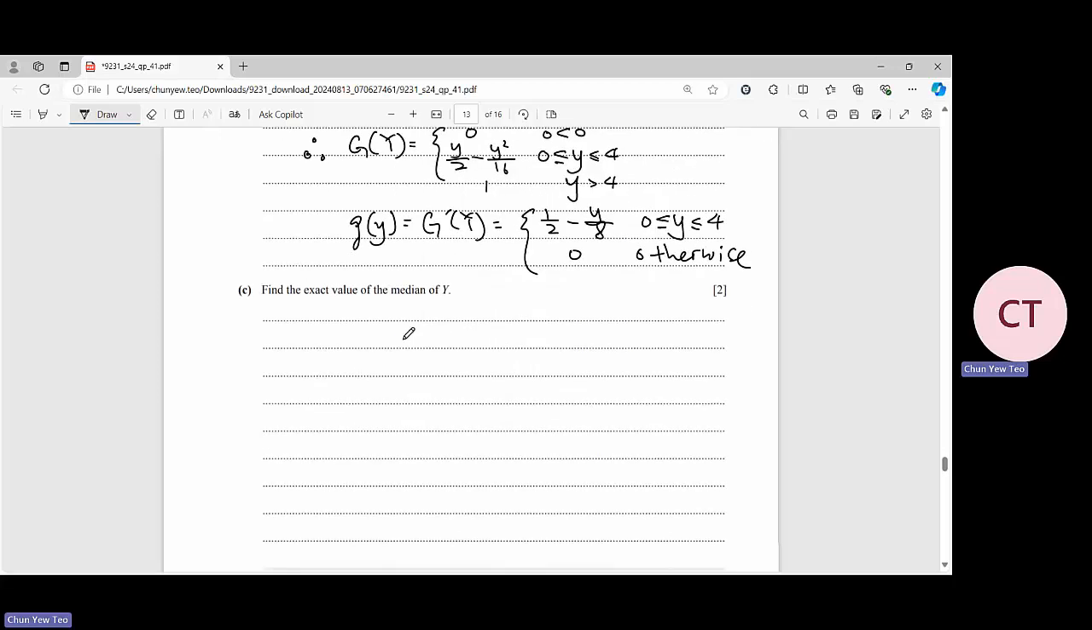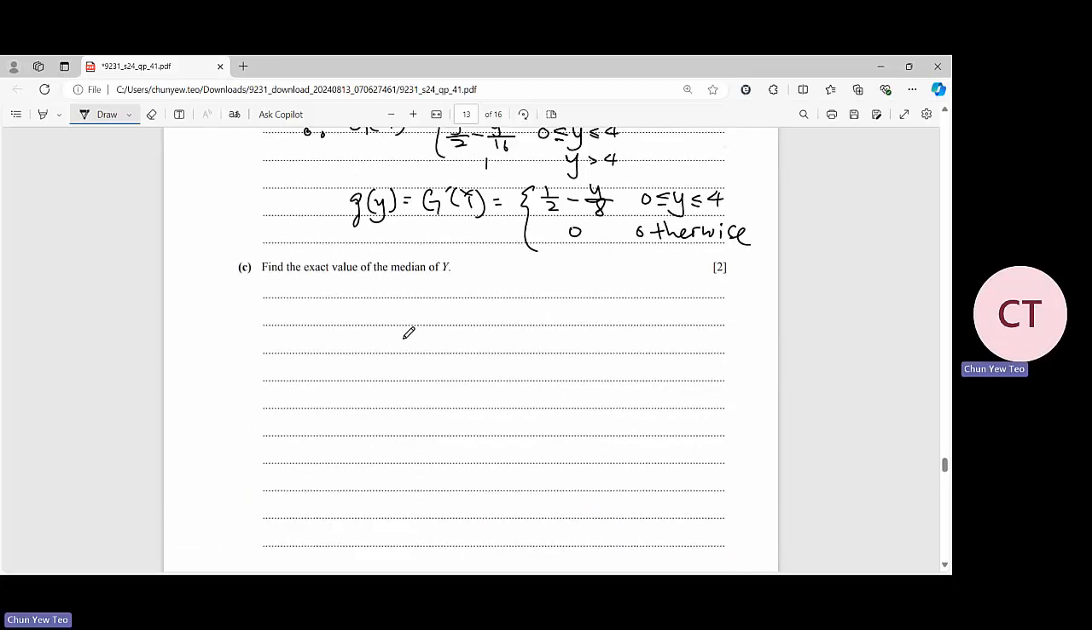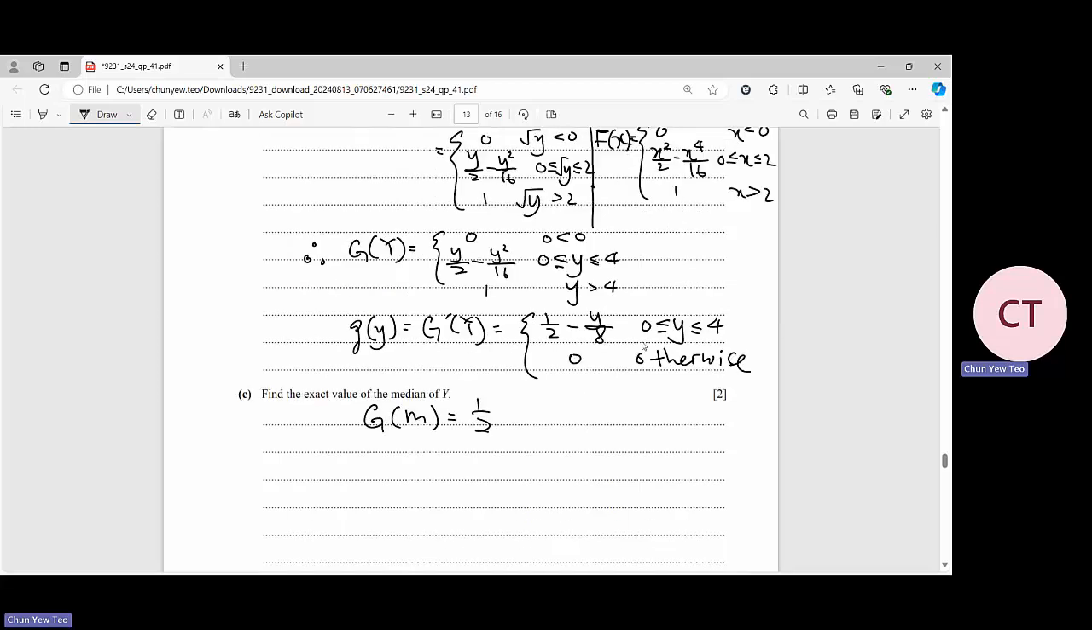Now we move on. Question C. Find the exact value of the median. So for the exact value of the median, just take the CDF of G. We want to find the median. We let the median be M. Then it will give you a half. So from here, we just need to put M over 2 minus M squared over 16 equal to half. Multiply everything by 16, you get 8M minus M squared equals 8. So you have M squared minus 8M plus 8 equal to 0.